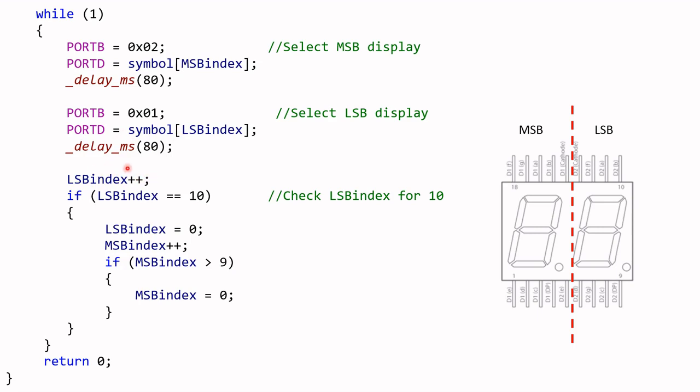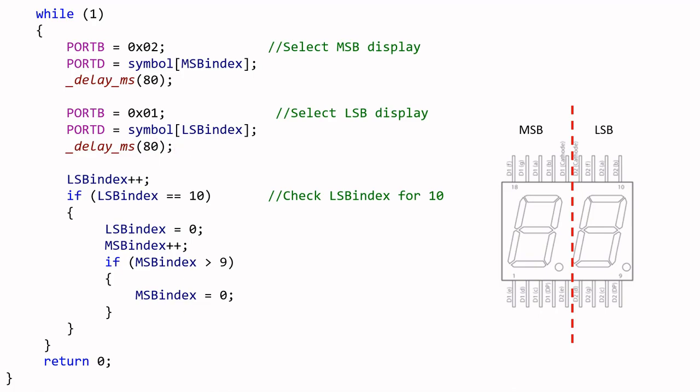That will move the index to access the next element in the array, and then check the index and see if it equals 10. If it equals 10, then you reset it to 0, and then here you increment the MSB index by 1 so that it can access the next symbol for this. Then here we check for MSB. If it's greater than 9, you reset it back to 0. So basically this is the code for example number 1.